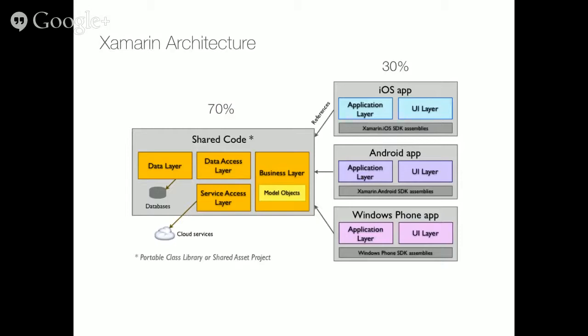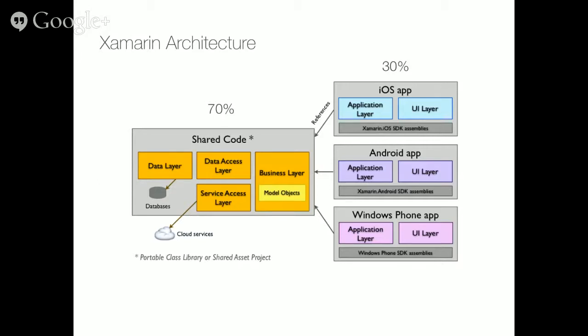So let's take a quick look, just real high level, at the Xamarin architecture. Typically, and I'm stressing this over and over, we have about 70% shared code, and this is usually in the form of our persistent storage, our web service access, our business logic, object models, validation, etc.